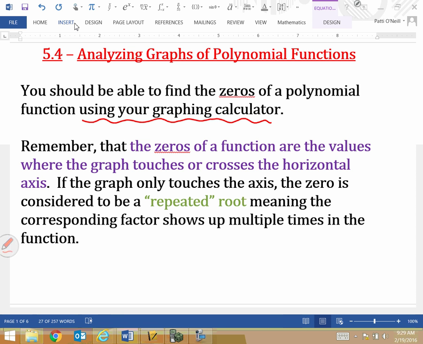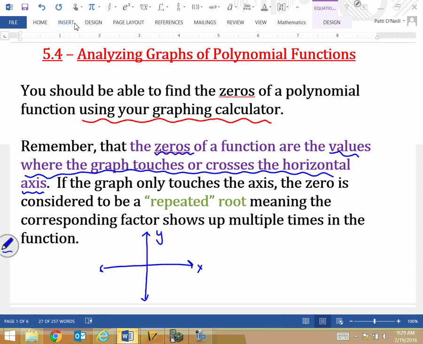Just to recap about things that we've talked about before, remember that the zeros of a function are the values where the graph touches or crosses the horizontal axis. So we're looking for those places where, if I give you a graph down here, the graph is actually either passing through or touching the x-axis. If I were to sketch something here for you, and I don't know the name of this function, we'll just call it y equals f of x right now.